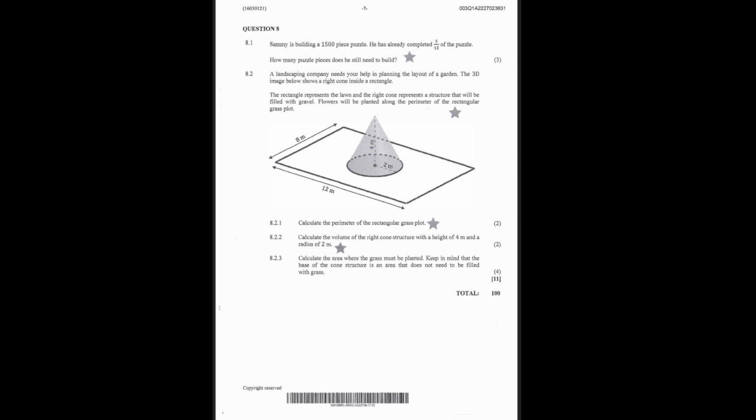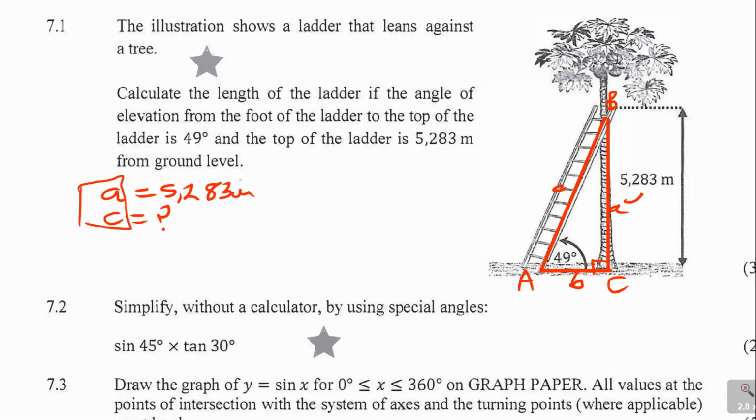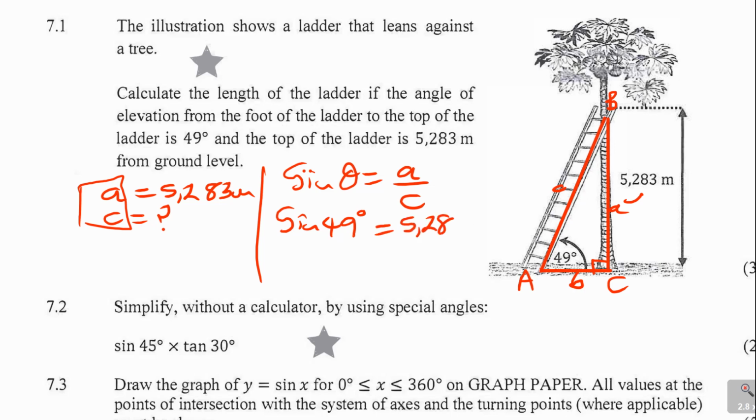So you can come here and say, with that, sine theta is equal to A over C. But we know the theta, 49 degrees, so you say sine 49 degrees is equal to A, which is 5,283 over C. Similar to the previous one that I did. What do you do? How do you solve for C? You multiply by C, so that this can go, make it flat.